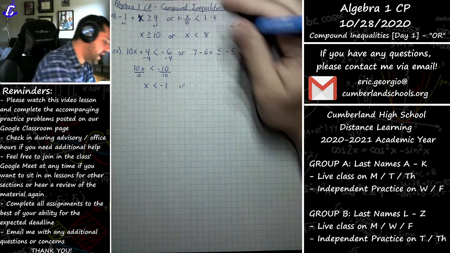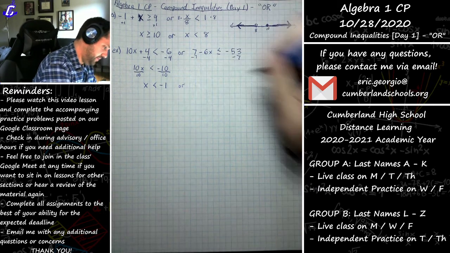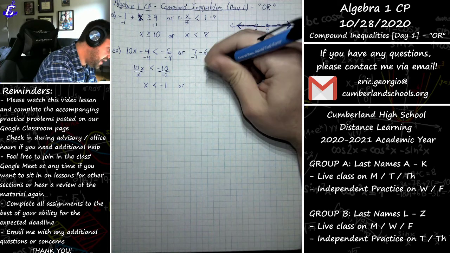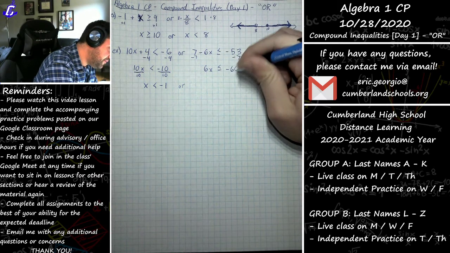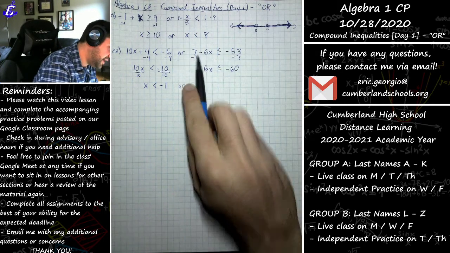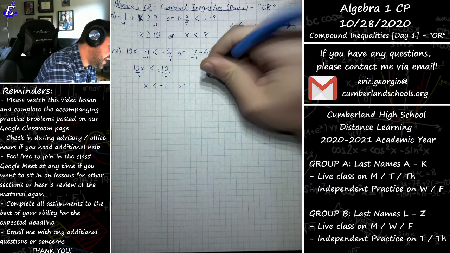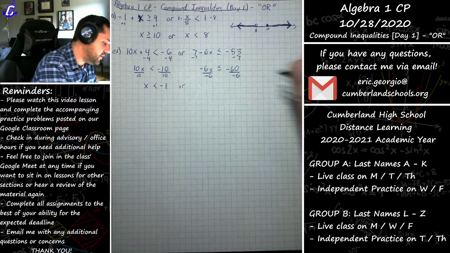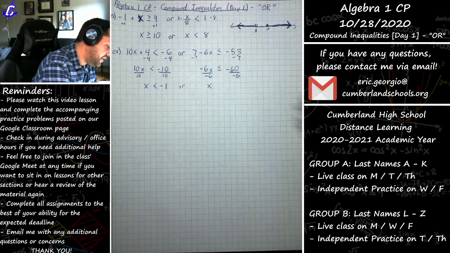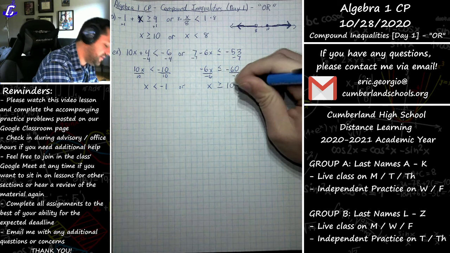Or I'd be happy if we can make this happen. If I subtract 7 from both sides, I get that negative 6x is less than or equal to negative 60. Divide both sides by negative 6. And notice we are, in fact, dividing by a negative, so I am going to flip that inequality and get that x is greater than or equal to negative 60 divided by negative 6, positive 10.